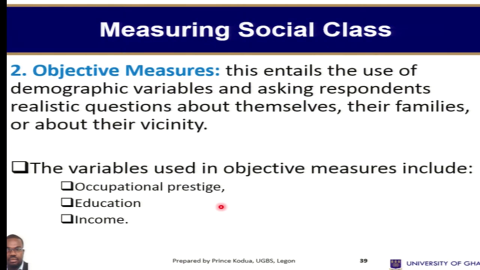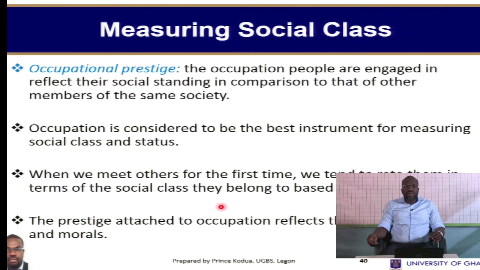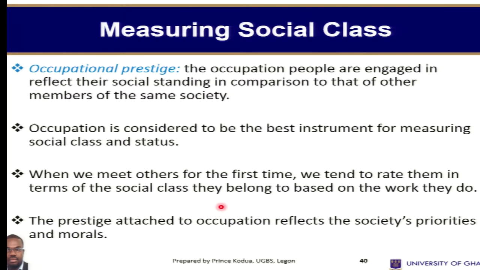The objective measures, typically we use variables such as occupational prestige, education, and income. Occupational prestige may vary from one jurisdiction or community or country to country. It varies because various occupations are accorded certain respect or prestige or attract some kind of reputation. So based on occupation, we are able to determine one's social class. For instance, a judge in most communities will be put on a higher social class or standing than, say, a factory worker.